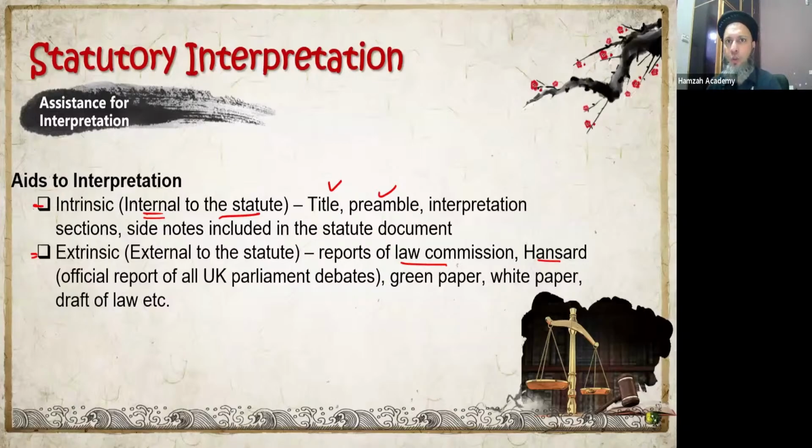So when the judge wants to get a deeper view of what the law actually intended, what it actually meant, they can go to study those debates as well, so as to have a background of what was in the minds of the parliamentarians when they were discussing that law. Similarly, green paper, white paper, and draft of law are also important areas from where it can get an idea of what the law actually meant when it was being developed.